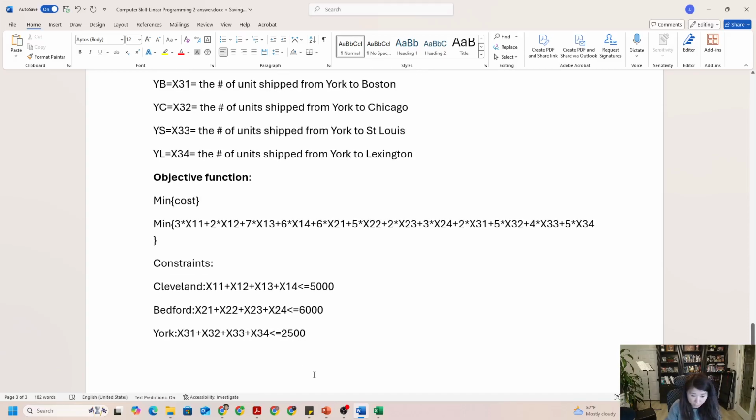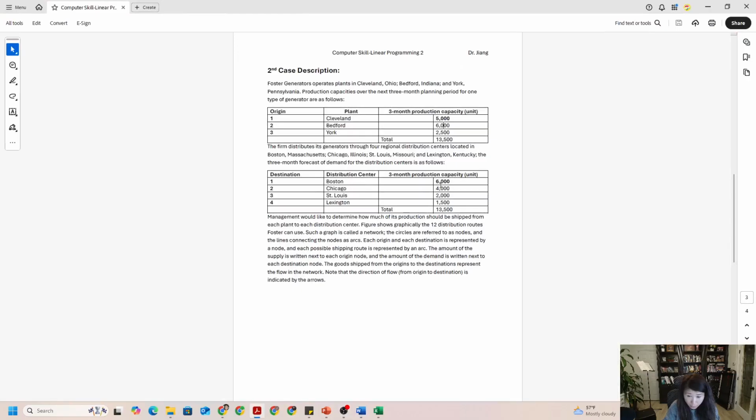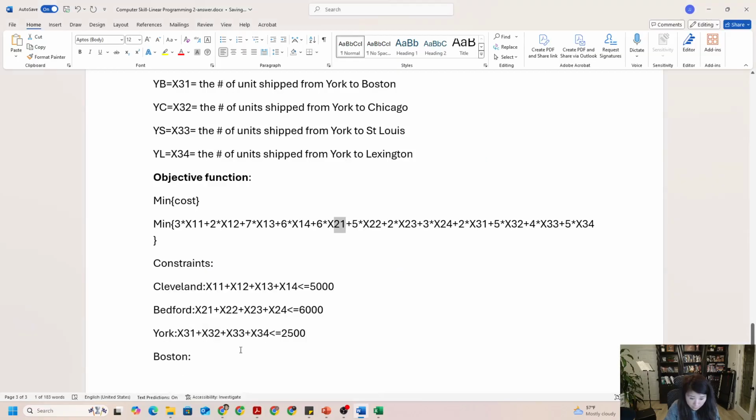Okay, so that is about the origins, and now the destinations. The first destination is Boston. Everything ending in 1, x11, x21, x31, is sending to Boston. That has to equal 6,000, because that's the need. They have to meet the demand of 6,000. So basically here it will be x11 plus x21 plus x31, only 3 terms. This has to equal the demand, which is 6,000.